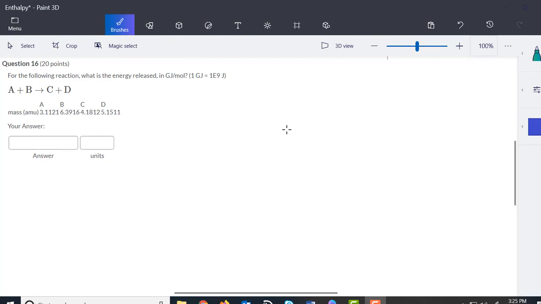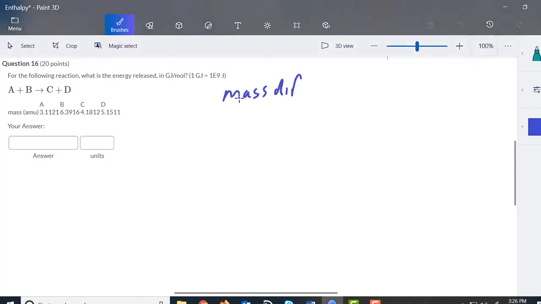Number 16, we're looking at a mass difference, E equals mc squared type problem. So what we'll do first is figure out the mass difference. Now the mass difference is going to be the sum of the mass of the products minus the sum of the mass of the reactants.